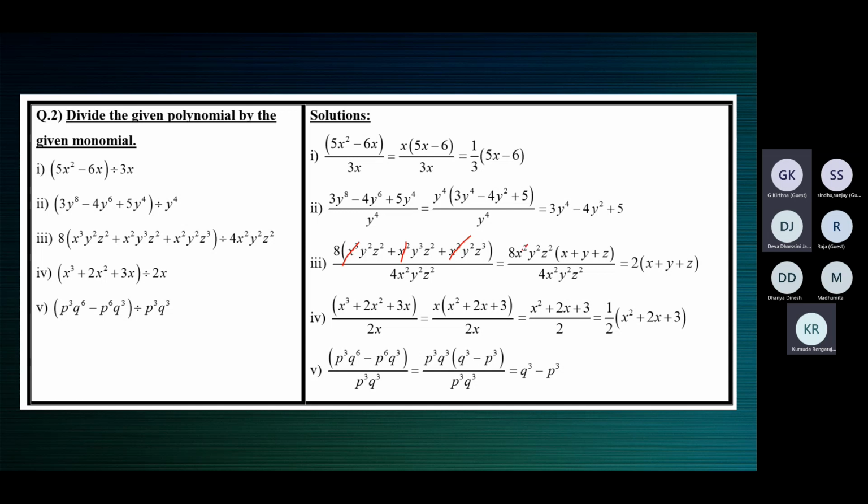So x square is common. See, that 8 is already outside. So that 8 here, that 8 here. X cubed, x square, x square, x square is common. Y square, y cubed, y square. Y square, least power. Y square is common. Z square, z square, z cube. Least power, z square is common. So 8 x square, y square, z square is common. This 8 is already outside.